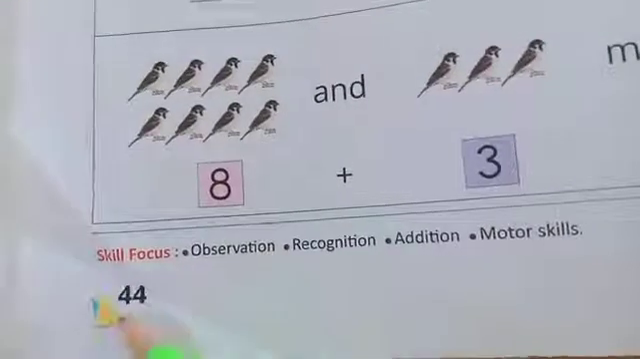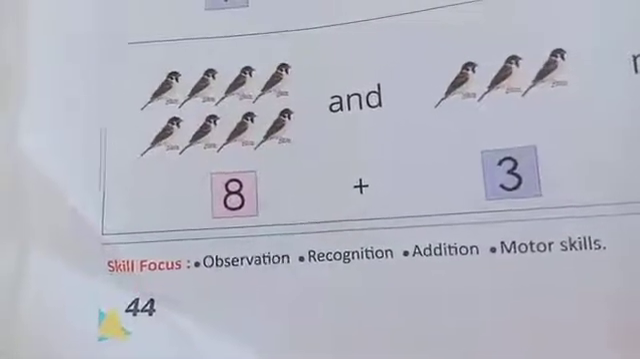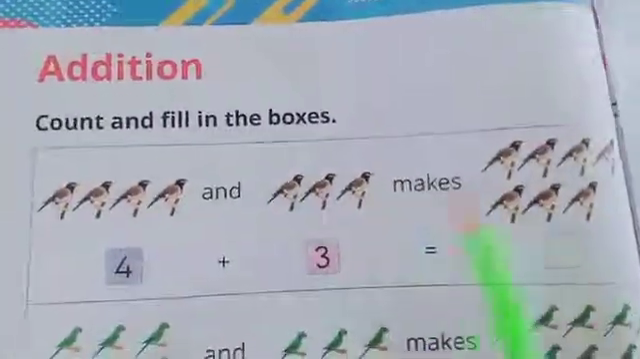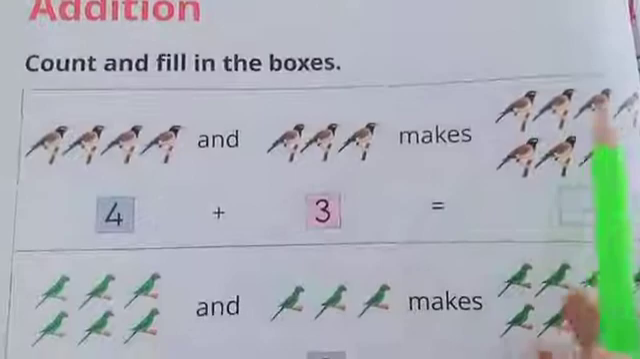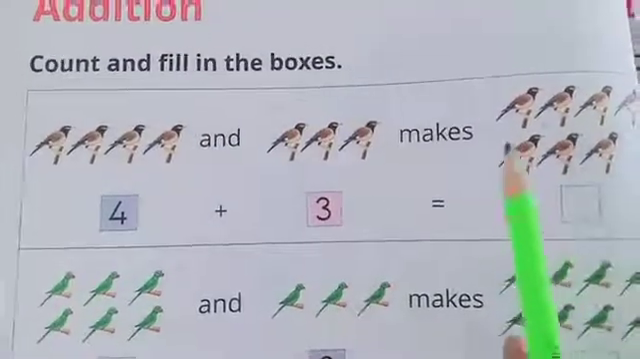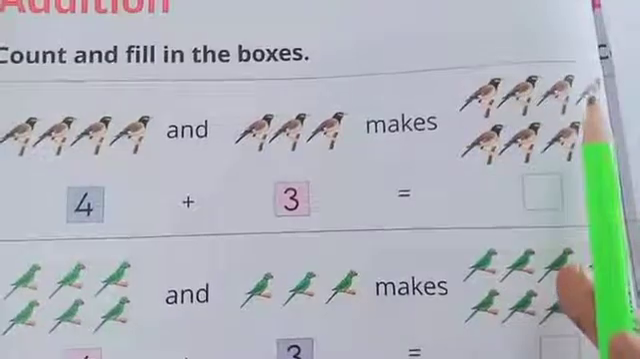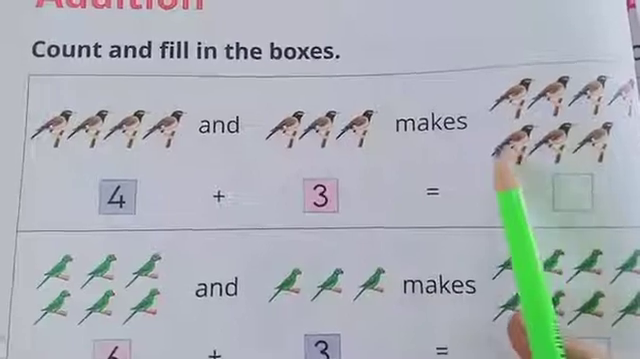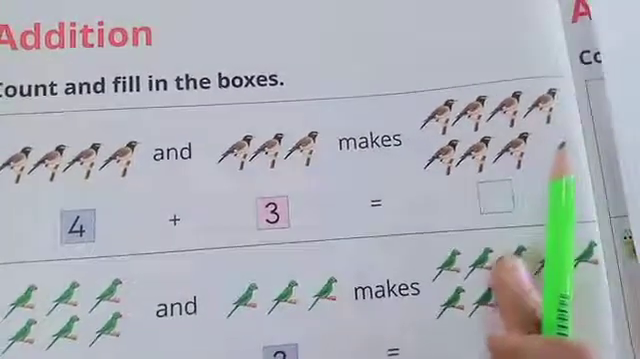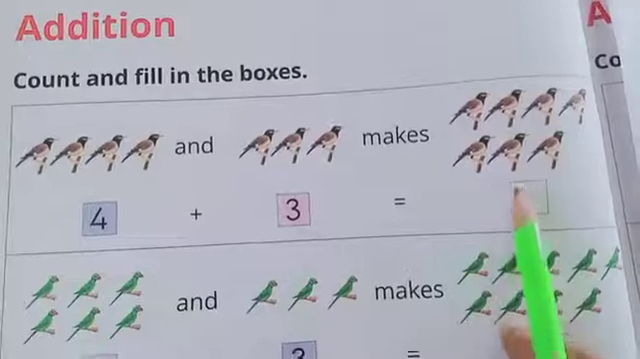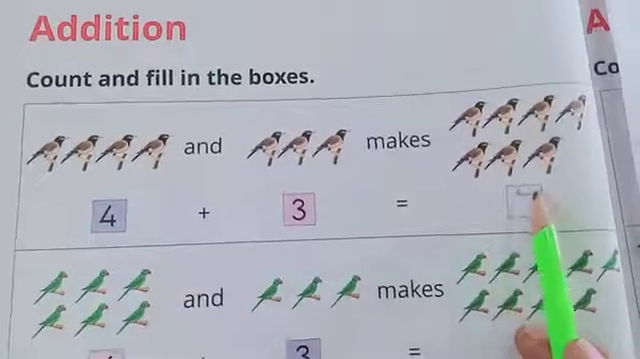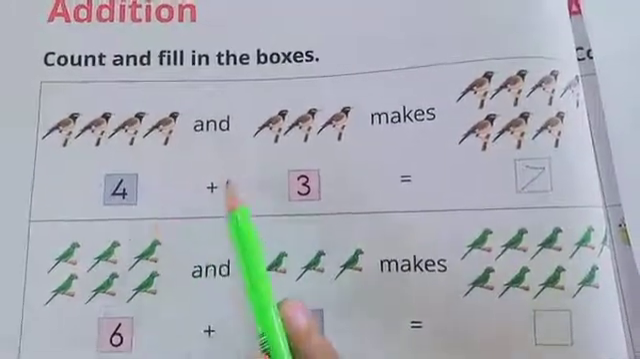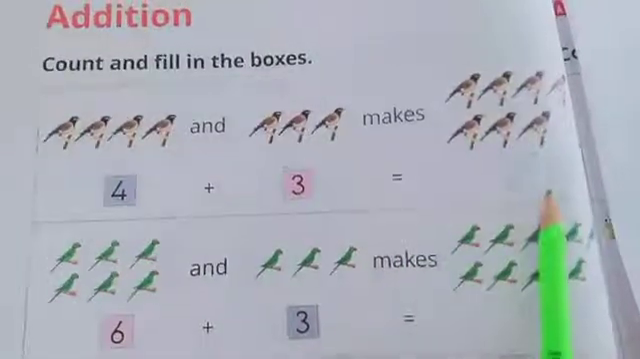Now take out page number 44. Count and fill in the boxes. Okay. You have to count all these birds and write in the box. Okay. So let's count. 1, 2, 3, 4, 5, 6, 7. So we will write 7 here. Okay. Now 4 plus 3 makes 7.